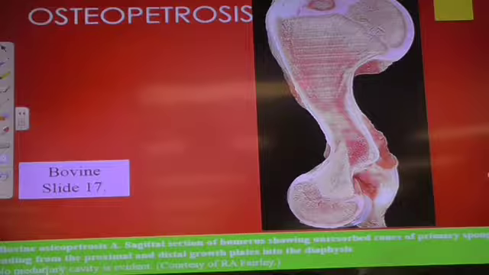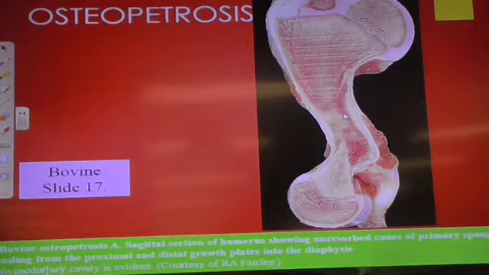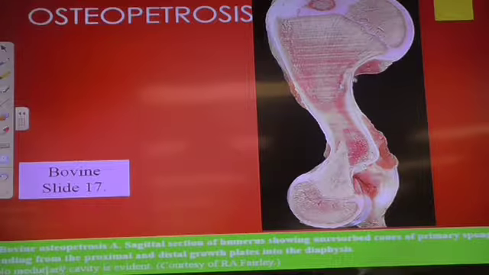This is a case in a bovine of osteopetrosis. And so we have a cross-section of the bone. We have two things occurring here. So do we see any medullary cavity? It's okay to say no. There's no medullary cavity. If we do, it's probably not in this section. And so we have excessive bony proliferation.